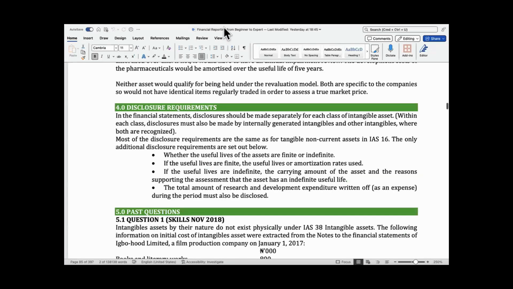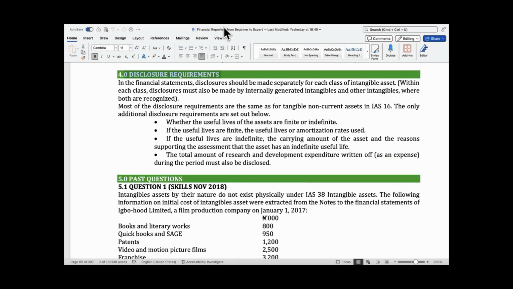Disclosure requirements. For an intangible asset, it has the same disclosure requirement as that of PPE, the same. The peculiarity or additions are, we need to disclose whether the useful life of the intangible asset is finite or indefinite. If the useful life is finite, we need to state what the useful life is, or what the amortization rate is.